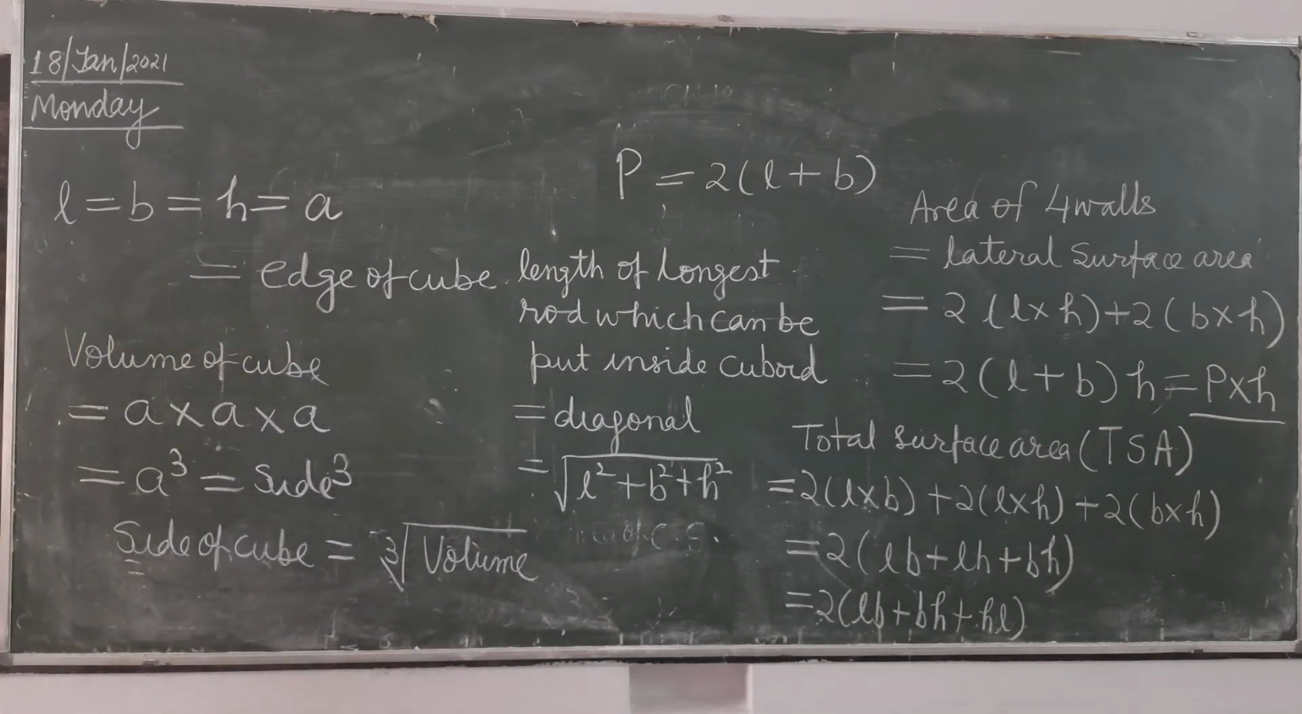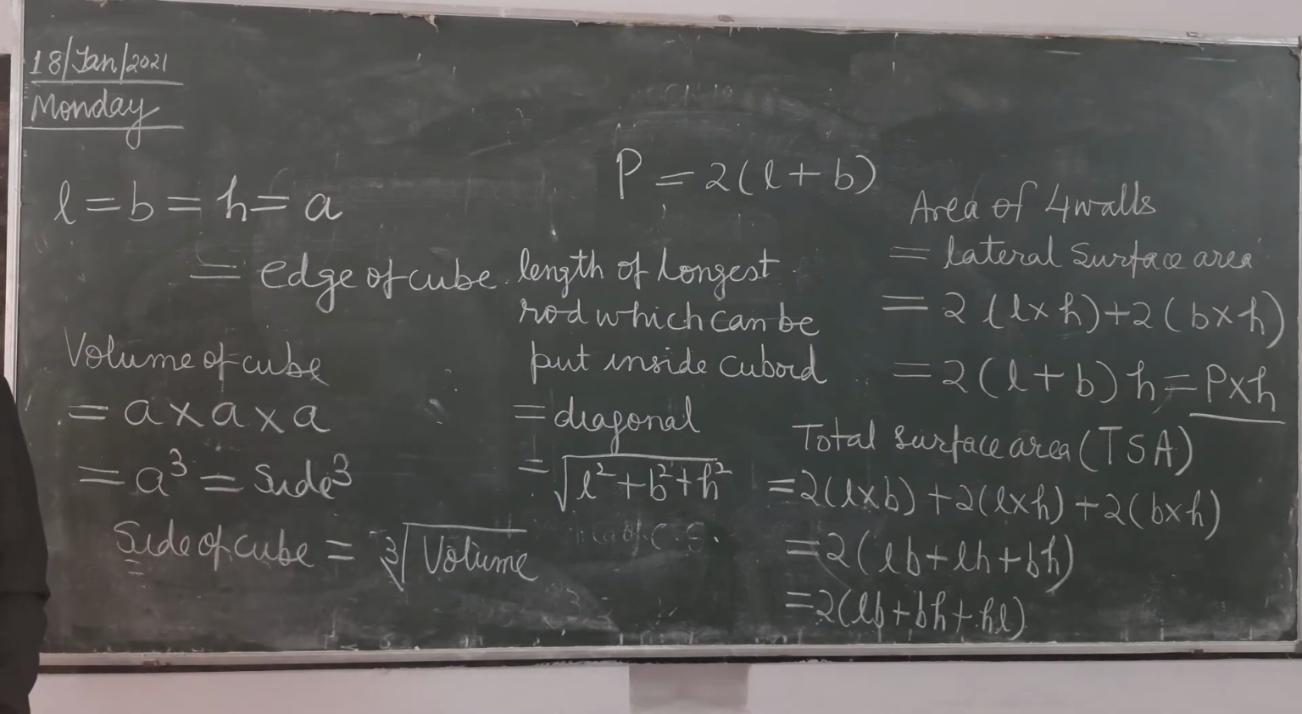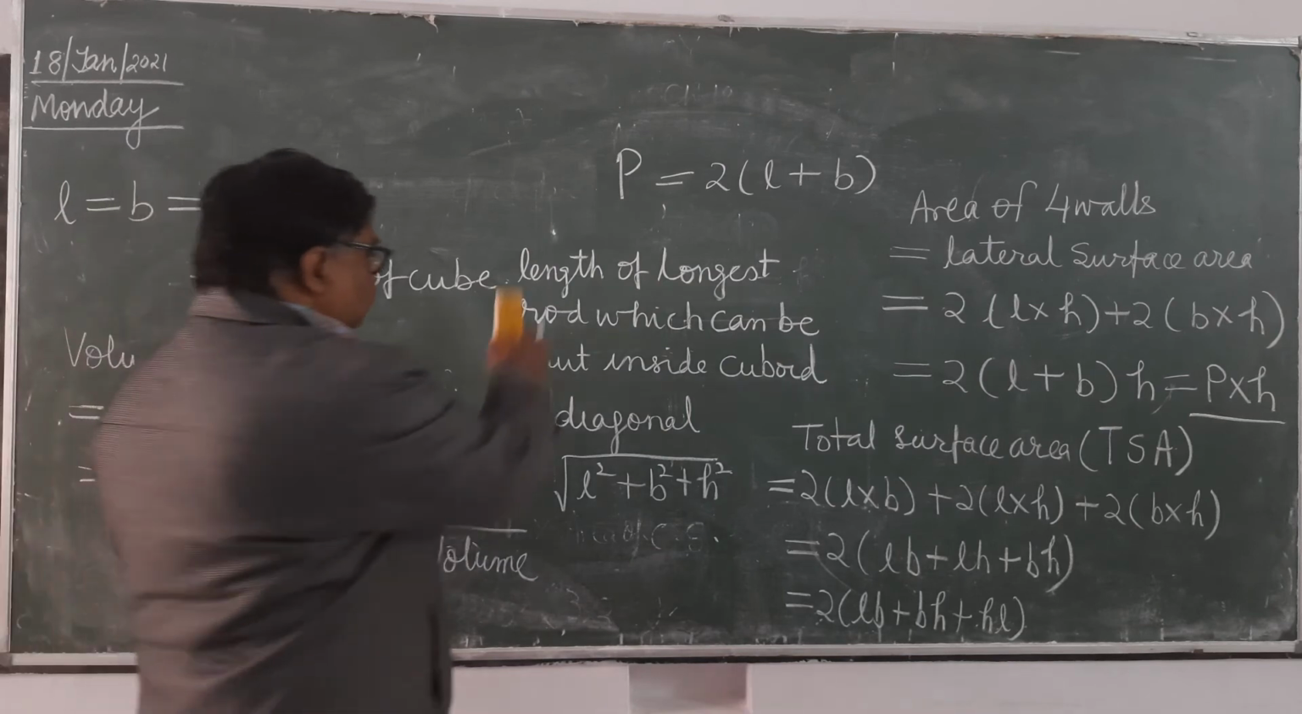Is it clear? For example, volume is 729 centimeter cube. Volume of the cube is 729 centimeter cube. What will be its each edge? Who can tell? What will be its each side? It will be cube root of 729. What is cube root of 729? 9 centimeter. It will be 9 centimeter.